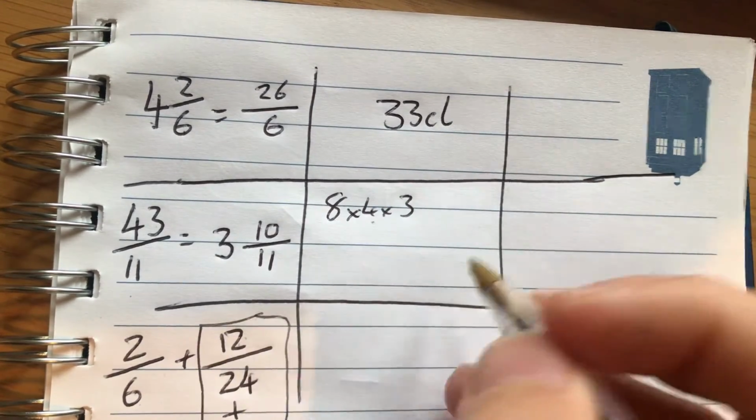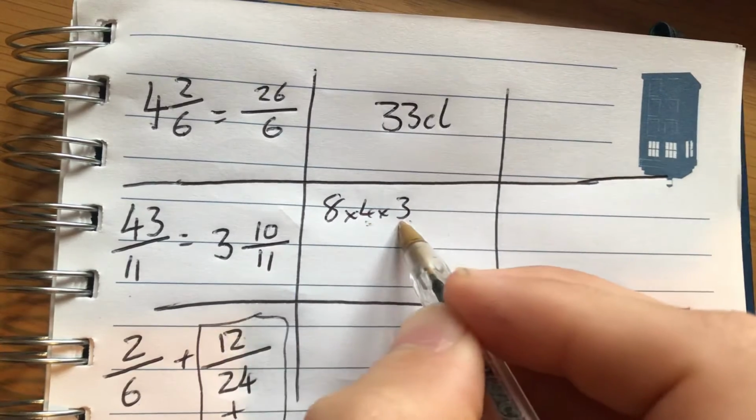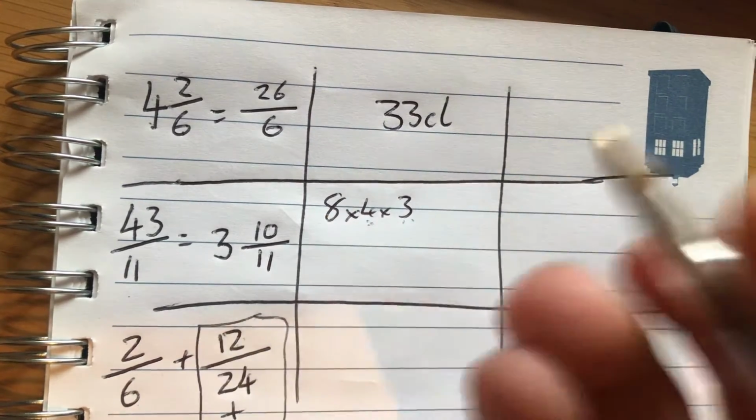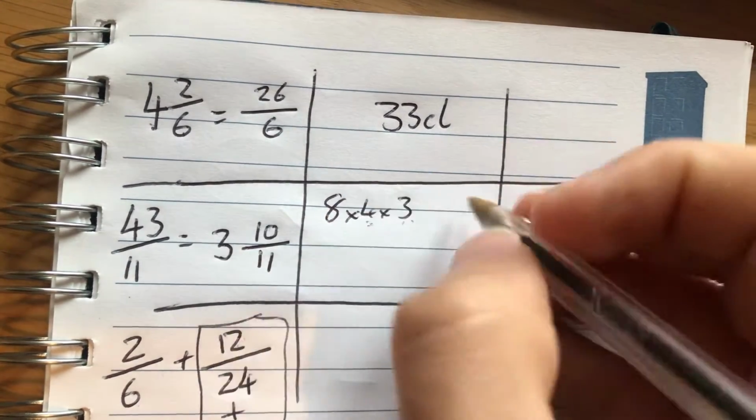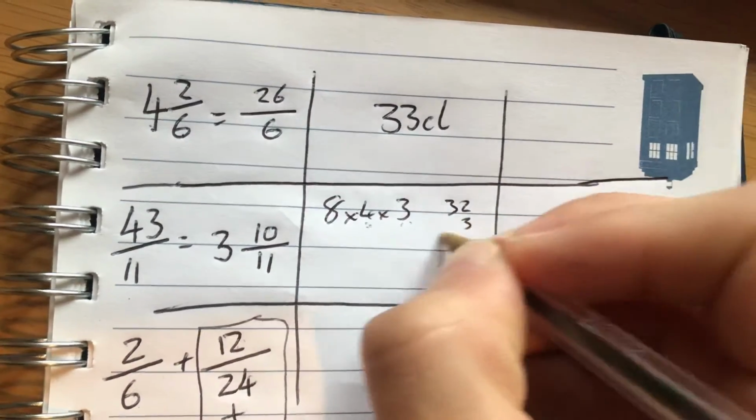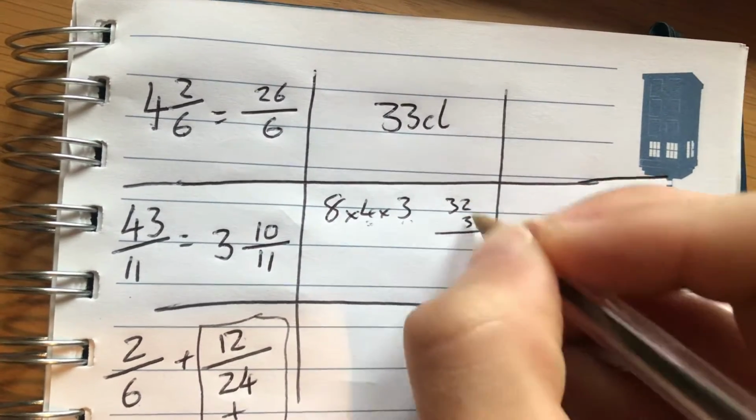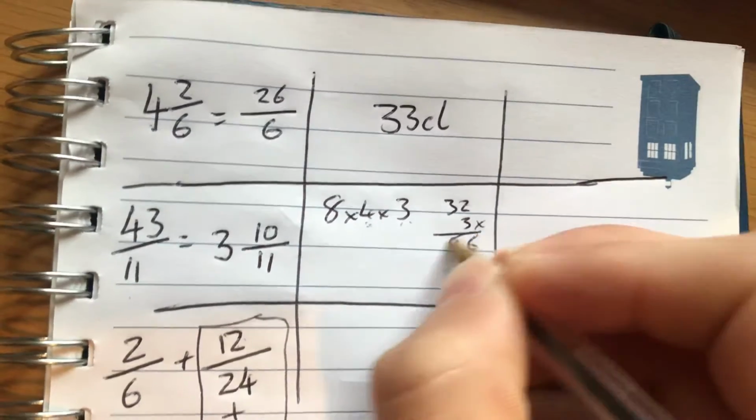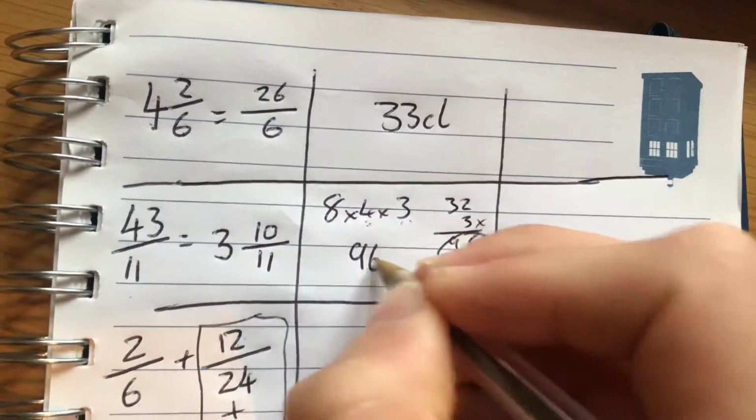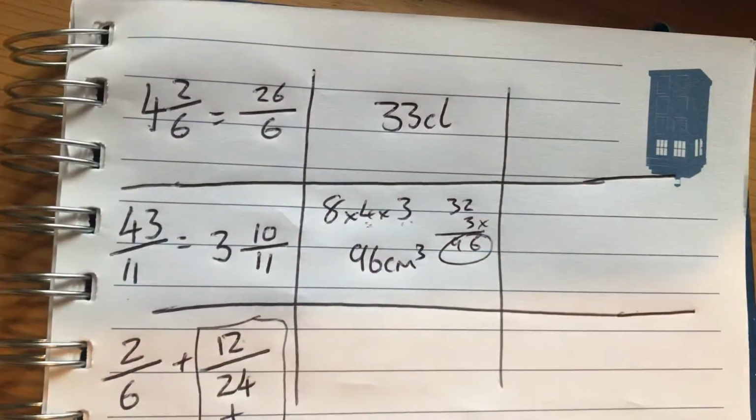Maybe I'll do 4 times 3, which is 12, and times it by 8. It's up to you how you do it. So 32 times 3, so just check. So 6, it's 96. So we're working with 96 centimetres cubed.